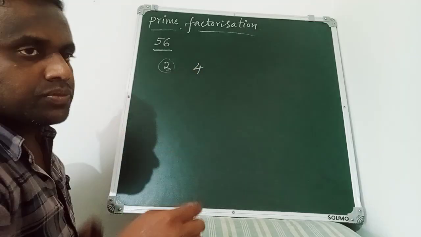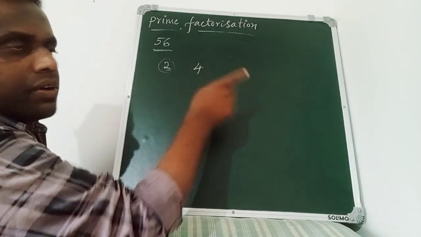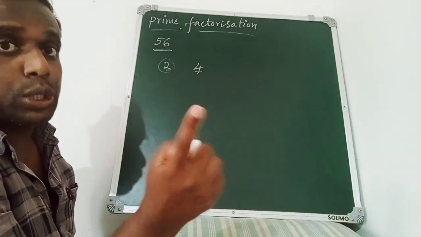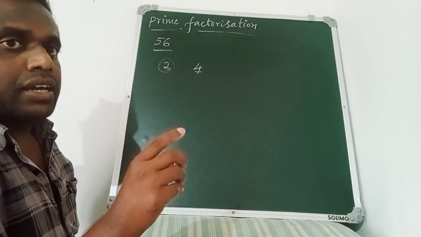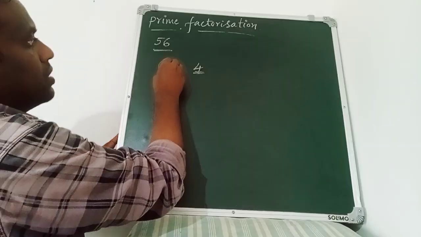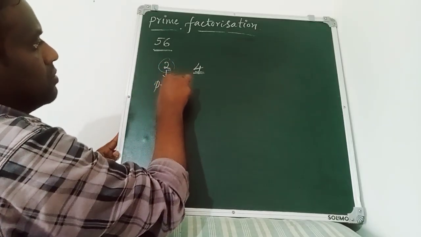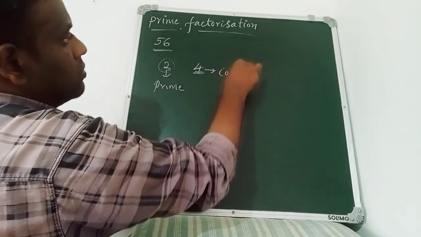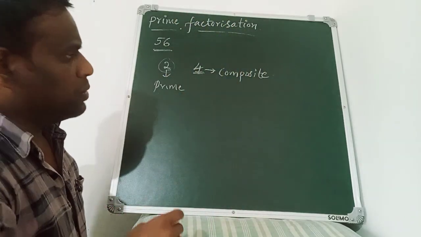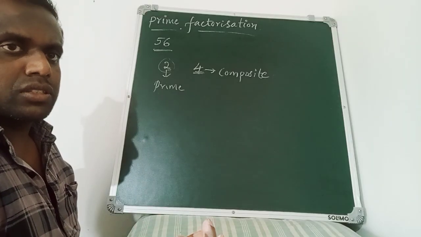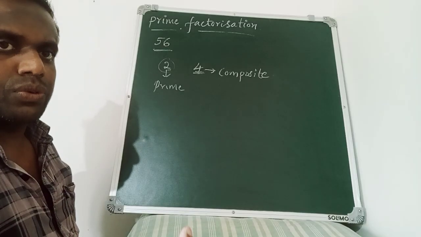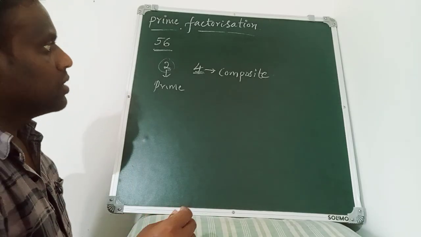If you take 4, 4 can be divided by the same number 4 and 1. It can also be divided by some other number, say 2. So it has more than 2 divisors. So that's why this 4 is a composite number. This is prime, this is composite number. If you want to know more about prime and composite numbers in detail, as I already said, you can check that video.